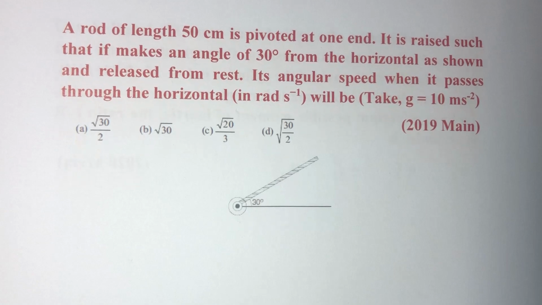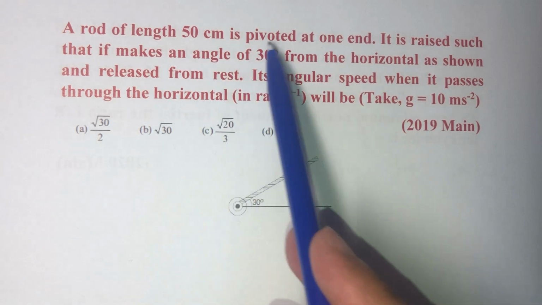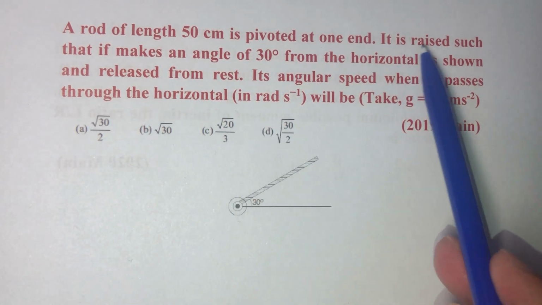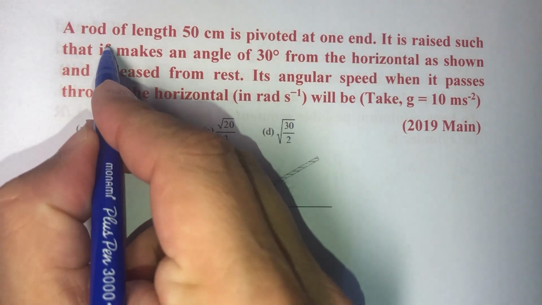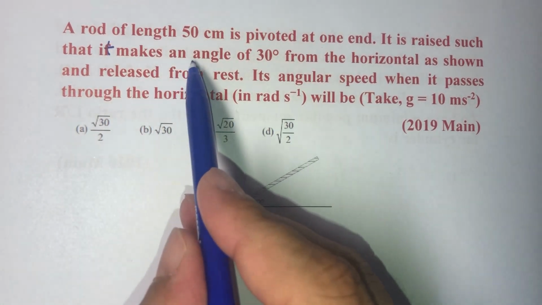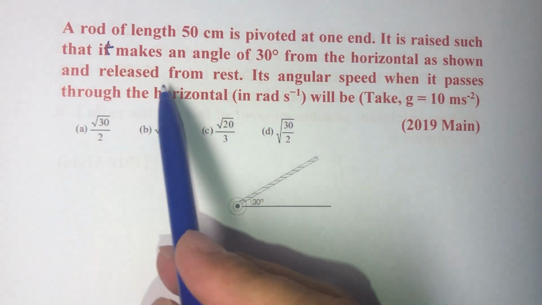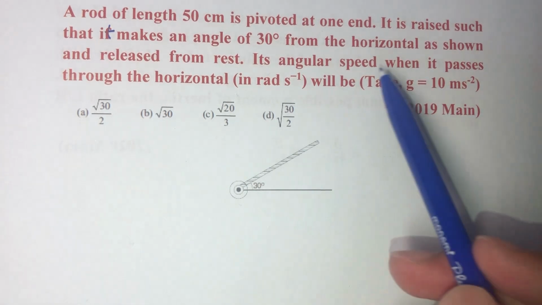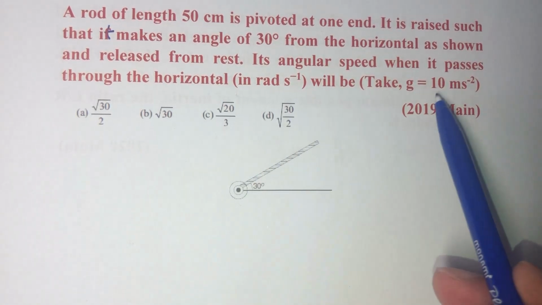Hello friends, today's question: a rod of length 50 cm is pivoted at one end. It is raised such that it makes an angle of 30° from the horizontal as shown and released from rest. Its angular speed when it passes through horizontal, in radian per second, will be, taking g as 10.